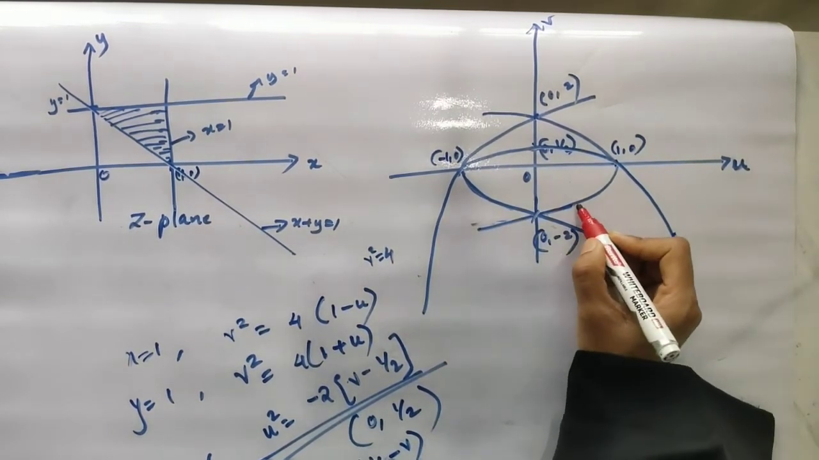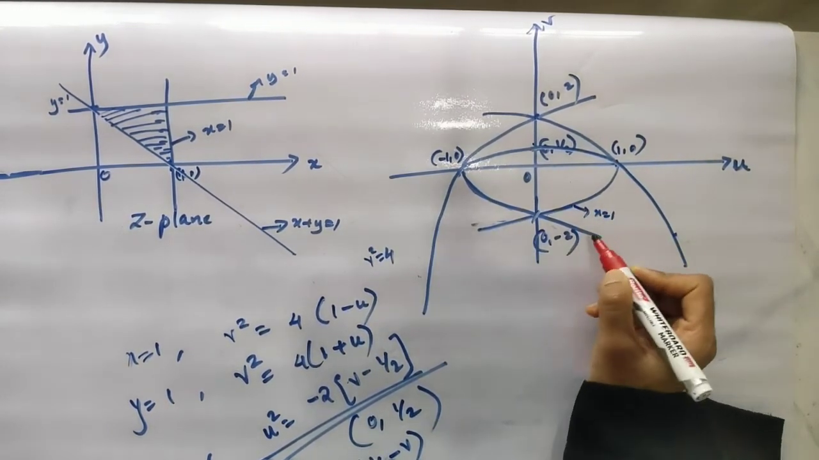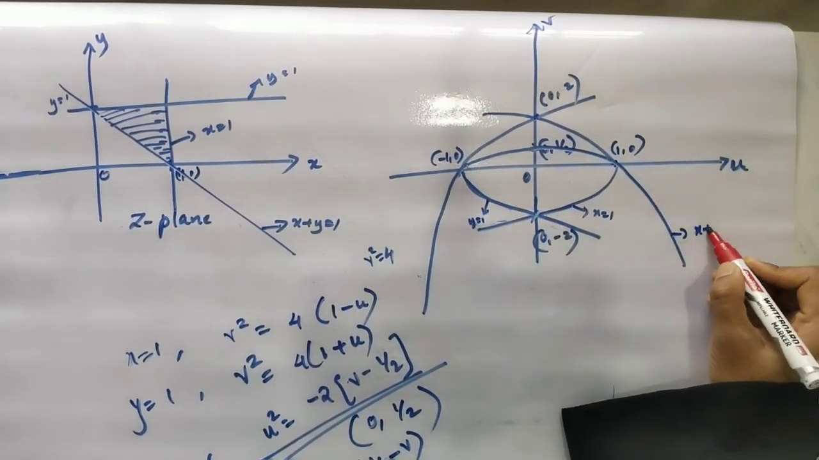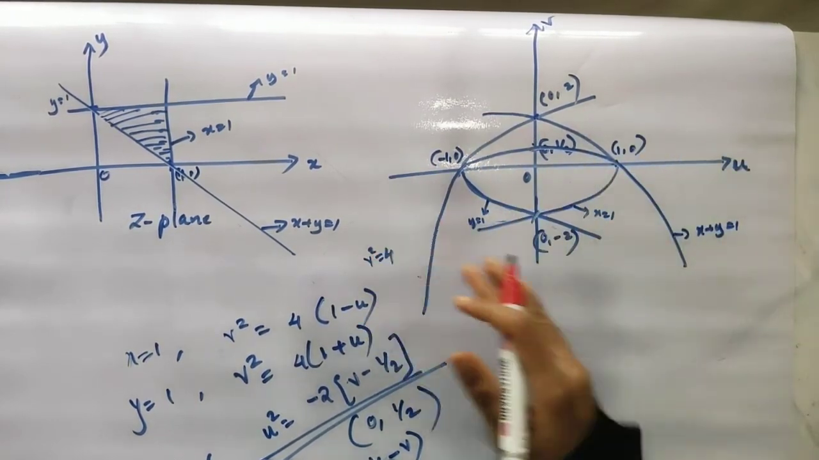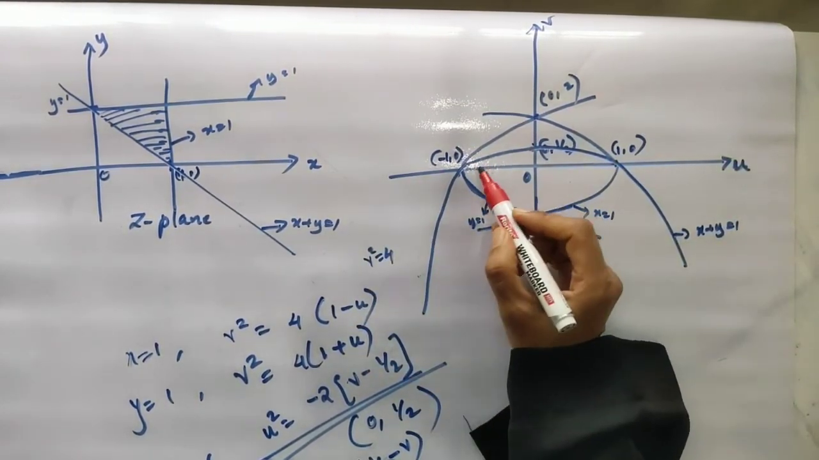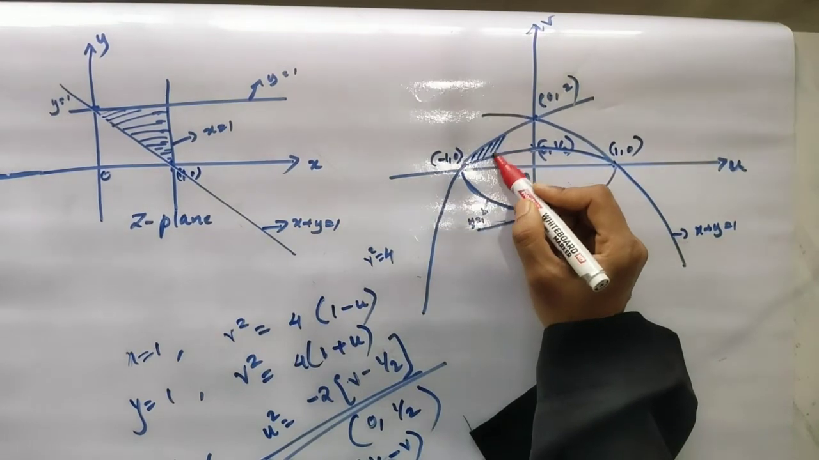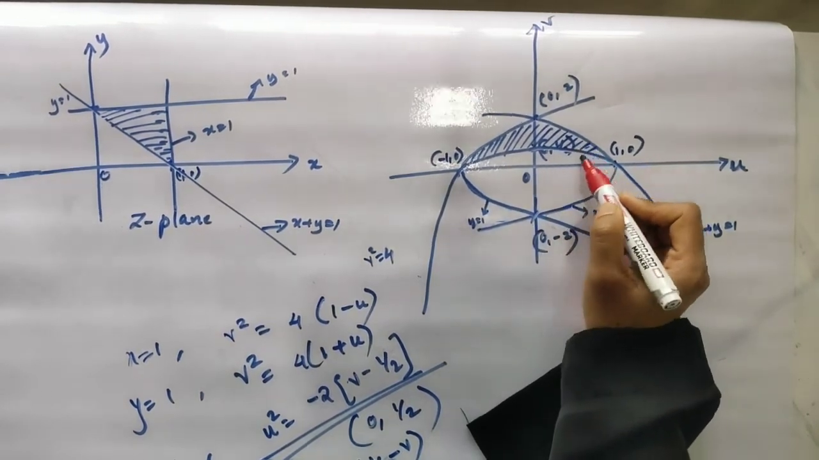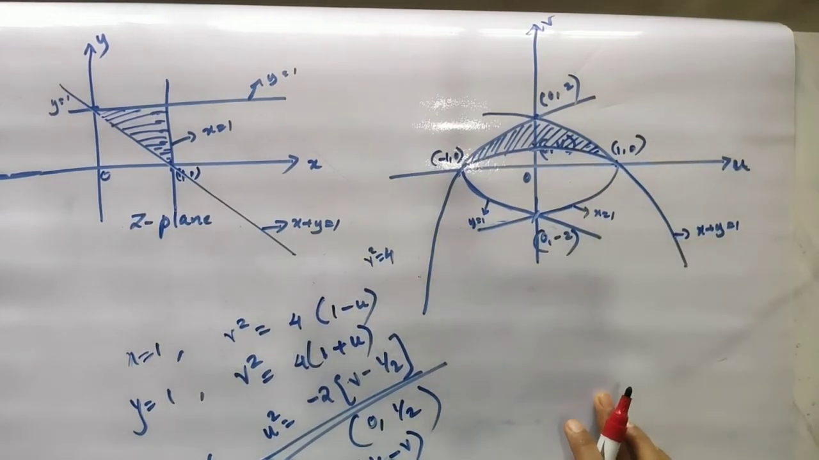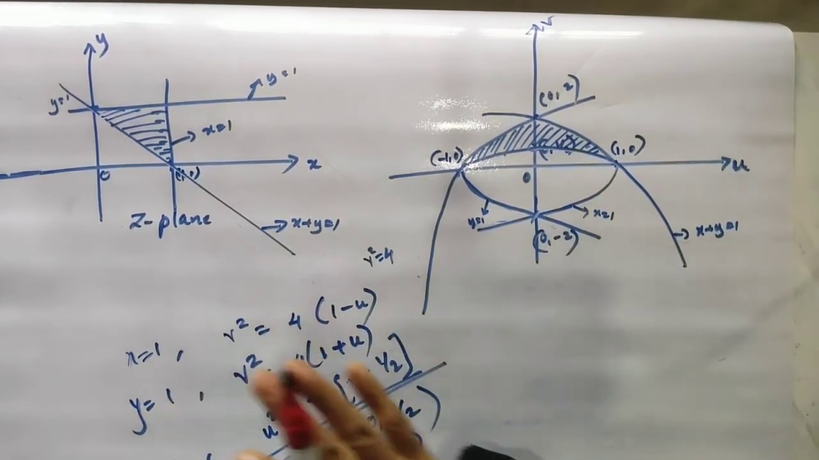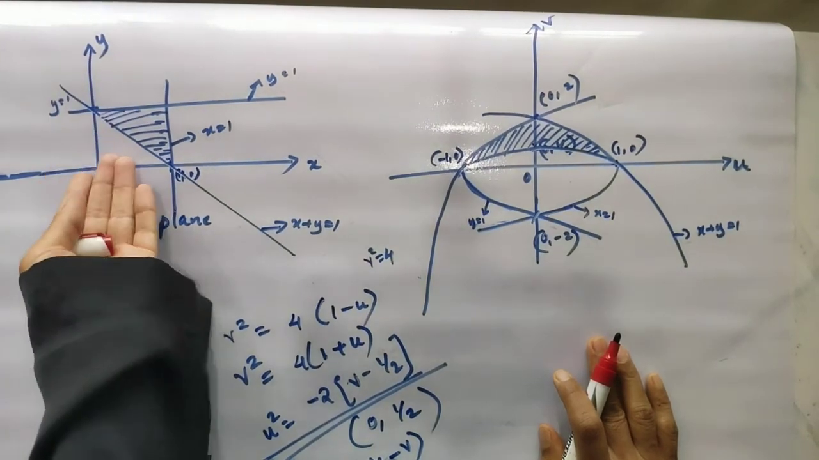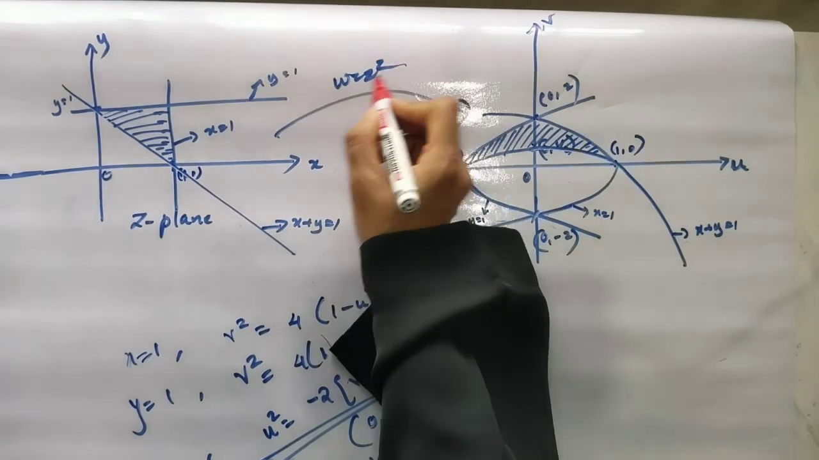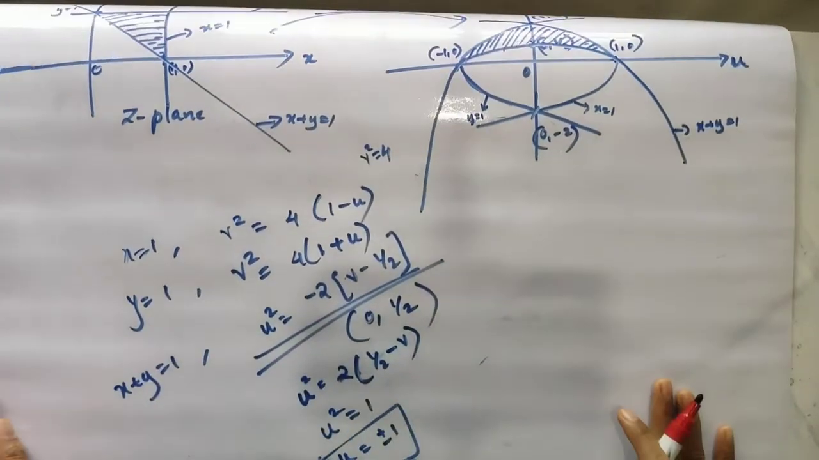This is corresponding to the first line, x is equal to 1. This is corresponding to y is equal to 1. And this is the parabola for x plus y is equal to 1. So what is the region between all their images? The region between these parabolas is this. This is the region bounded by the images of these lines. So this region is transformed to this region under the transformation w is equal to z square. This completes the solution for this problem.